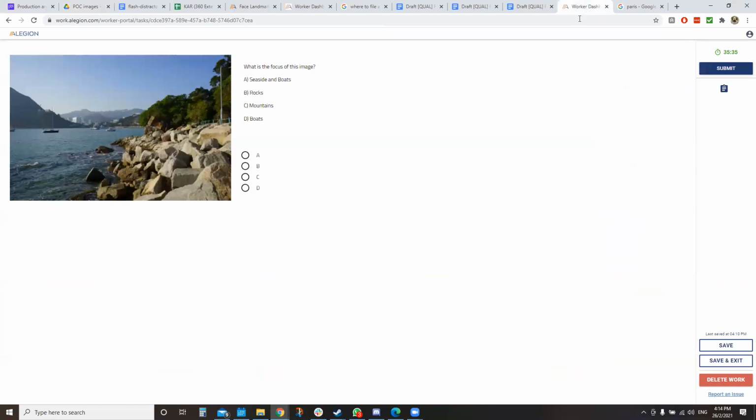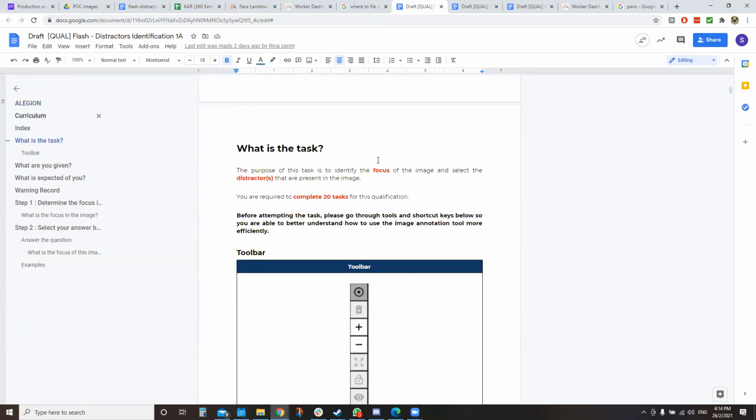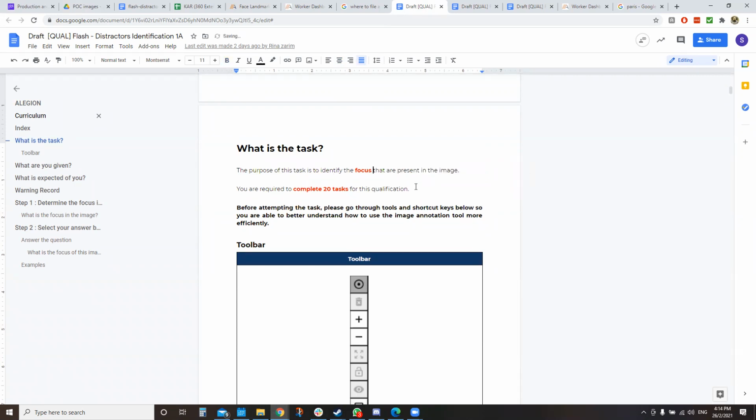All right. So now let's go through qual one. So we understand a bit more of context. We understand all these things. Okay. Now let's talk about this task. So basically, the task is looking at the pictures and identifying and selecting the focus that are present in the image. Okay, 20 tasks to complete.